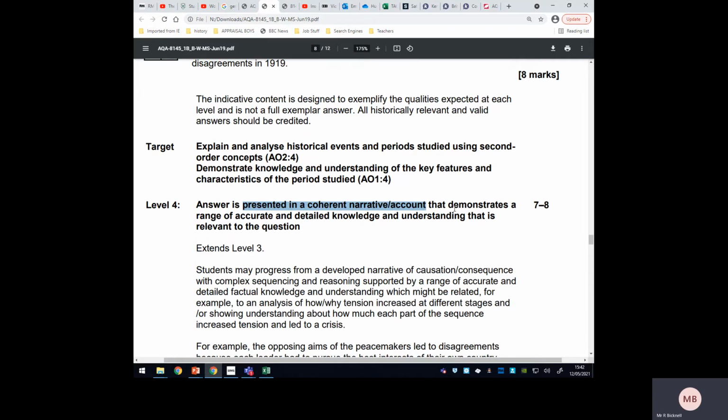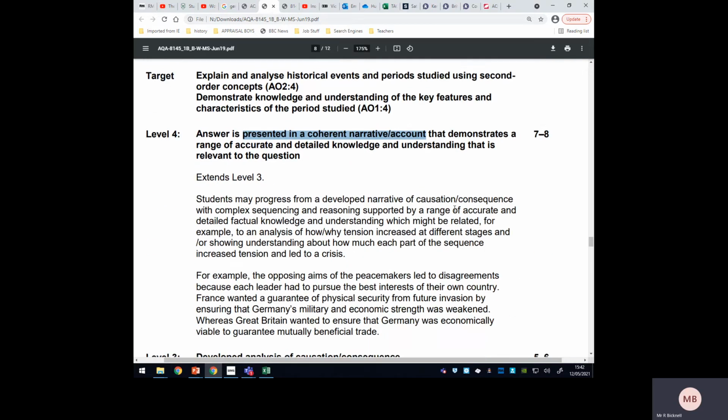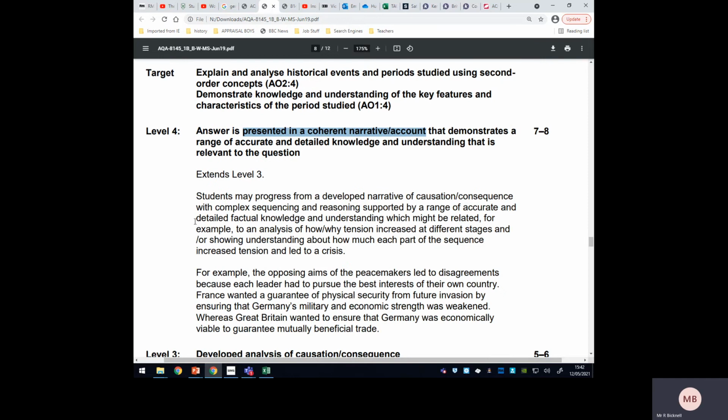Try to do it in chronological order, so you're not mixing your answer up. You're talking about one thing here and then you're talking about it later on near the end of your answer. Try to tell that story in a coherent way.